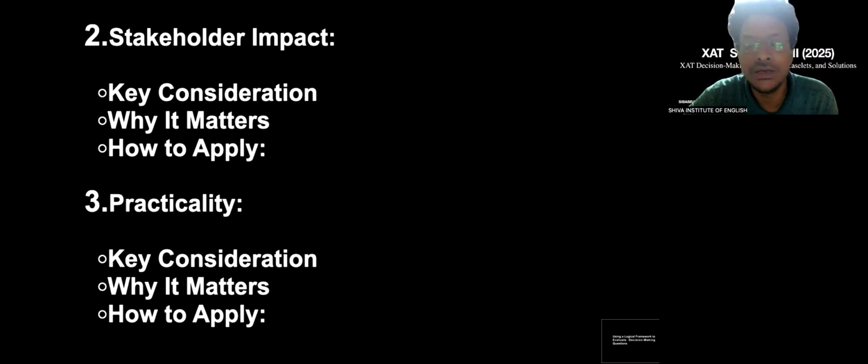The next thing we consider is called practicality. The key consideration here is what? Is the solution possible or feasible in the given context? That's what we need to observe. And why it matters: a solution may be ethically sound and stakeholder friendly, but if it cannot be implemented, then what do you consider it? It is ineffective. Then let's understand also how to apply that.